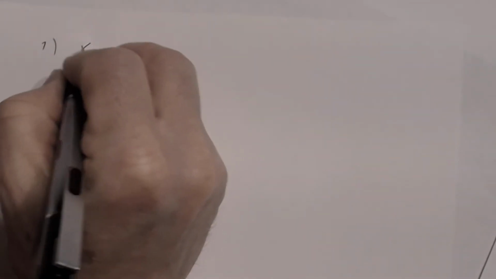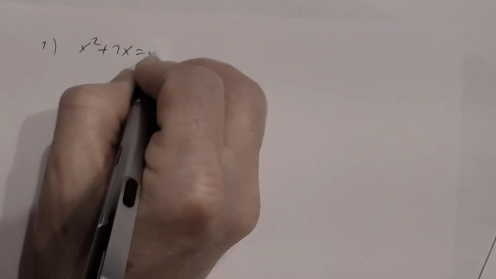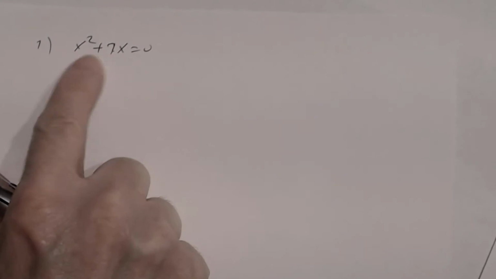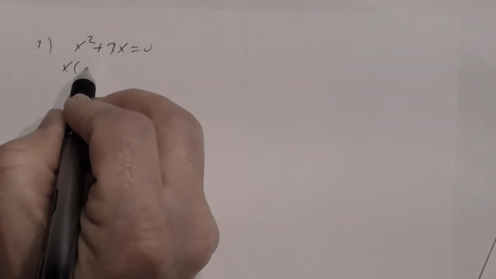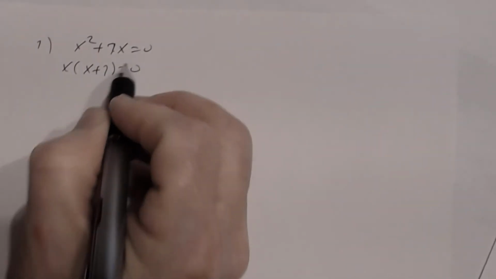Number 7, let's suppose we had x squared plus 7x equals 0. So first of all, is this in standard form? Yep, it is in standard form. What's the first thing you're going to do? Based on what you've learned in the past, based on your practice, you know the first thing you have to do is to factor. And so here, the GCF is x. I can factor out an x. So I get x times x plus 7 is equal to 0.